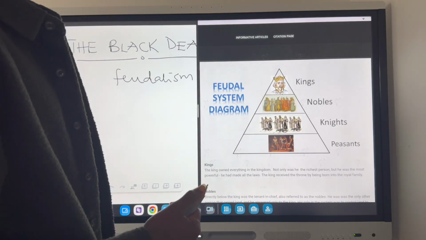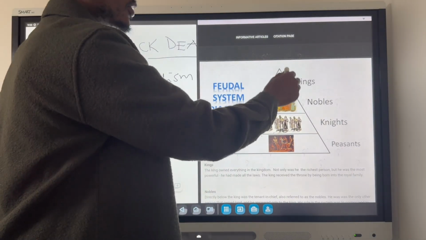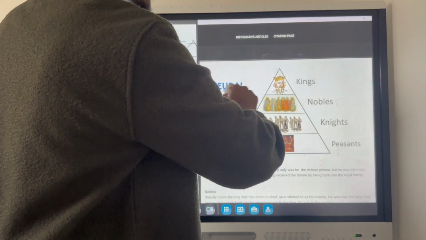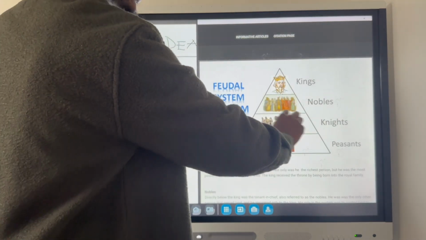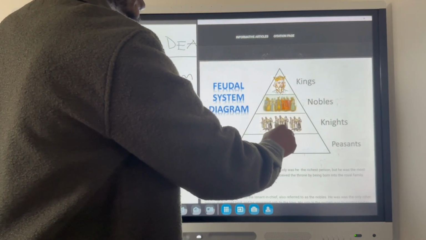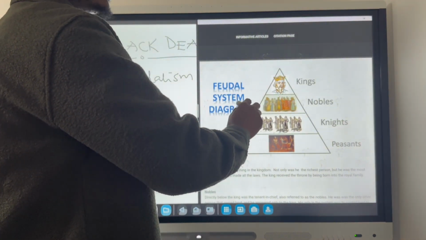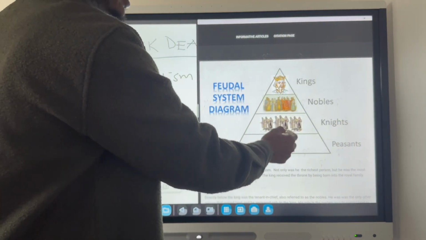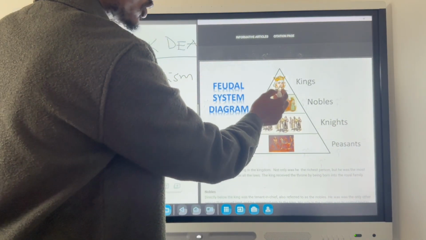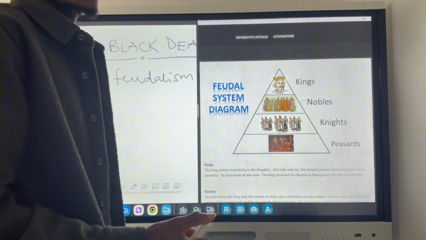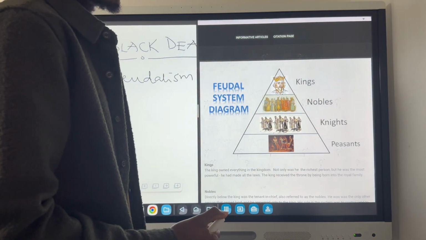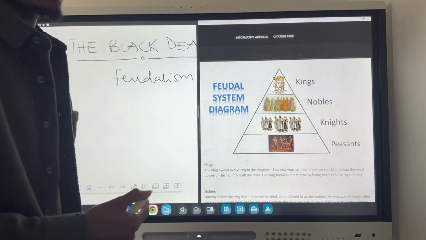So what happened was the king gave lands to the nobles, where the nobles distributed the lands to the knights, and the knight gave it to the peasants. Then in return, whenever there is a war, these people down below are to fight for the king. And that is what feudalism was all about.